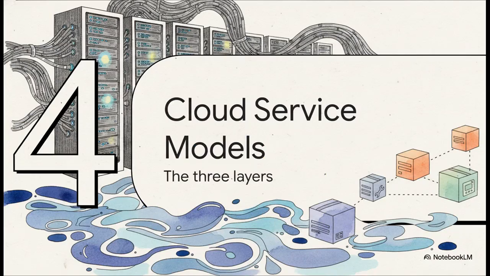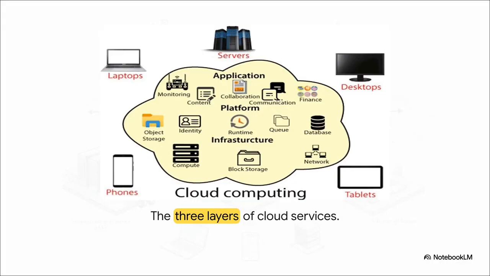Section 4. Cloud Service Models. We're going to look at the 3 layers. The really crucial point to grasp here is that the cloud isn't just one monolithic thing. It's built in 3 distinct layers, kind of like a giant cake.